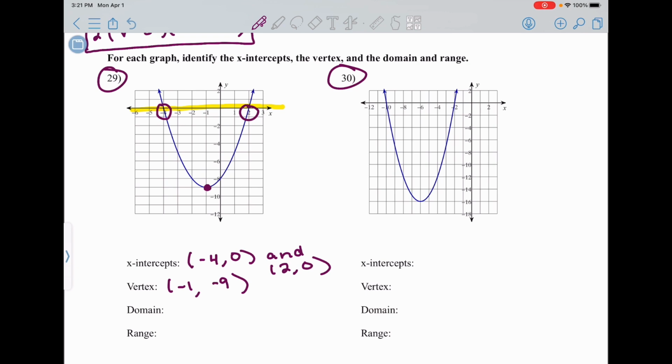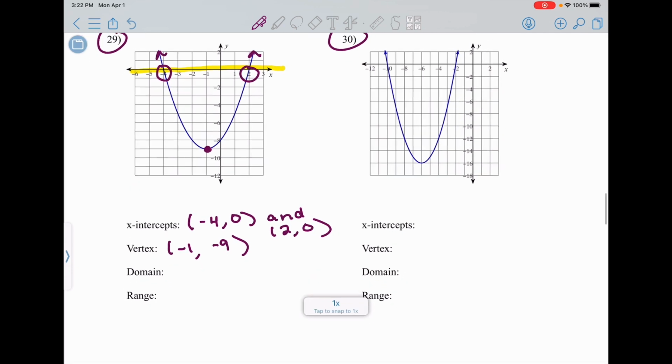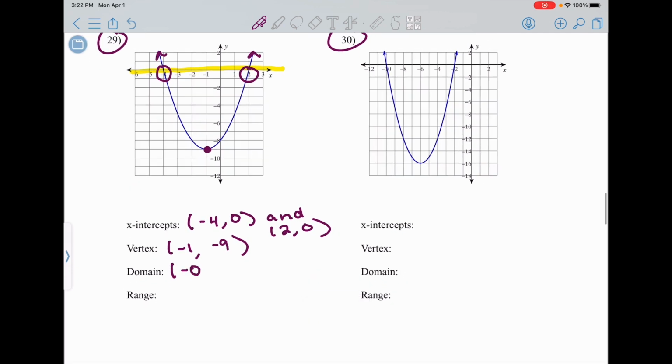Remember, domain is left to right. So because I have these arrows here, it looks like I will be going to the left forever and to the right forever. And so we say that our graph is going from negative infinity to positive infinity. Because if you notice, on the left-hand side, the x values are getting negative, so that will be negative infinity. And as we go towards the right, the x values are positive, and so that would be going towards positive infinity.